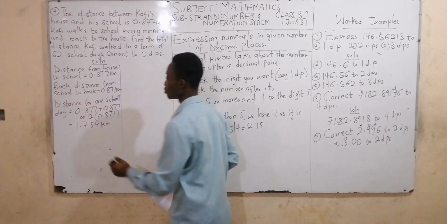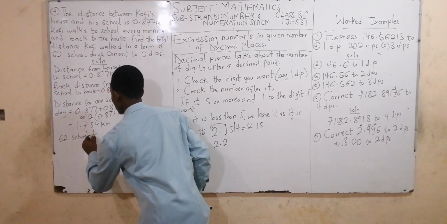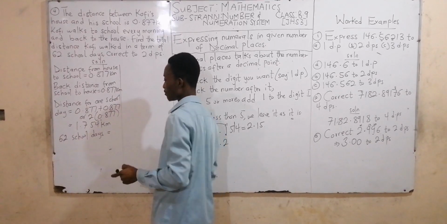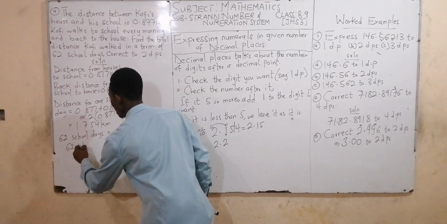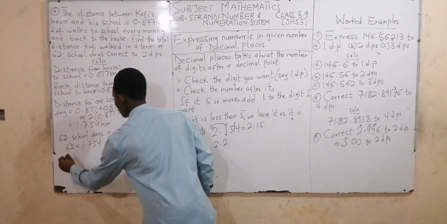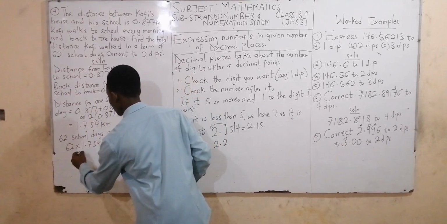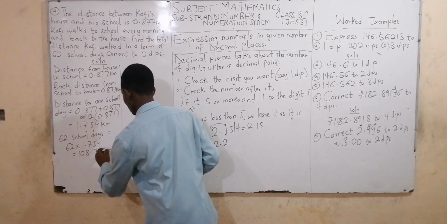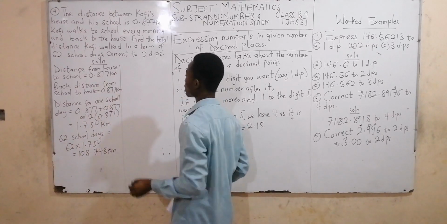Now, 62 school days. We just multiply the number of school days by the total distance for one day, 62 times 1.754, which will give us 108.748 kilometers. Don't forget, we have to correct our answer to 2 decimal places.